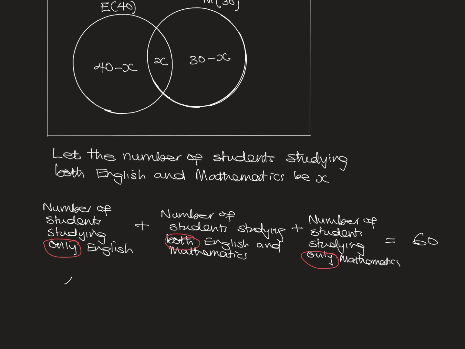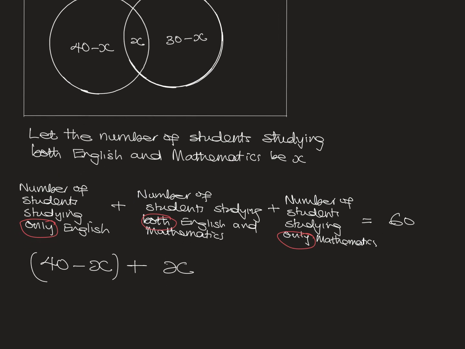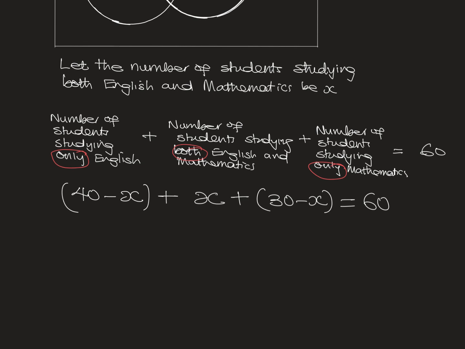We said that has to be 40 minus X, then plus what is the number of students studying both subjects? We said let that be X, okay, plus what is the number of students studying only mathematics? That is 30 minus X. This is equal to 60. So 40 minus X plus 30 minus X is equal to 60.